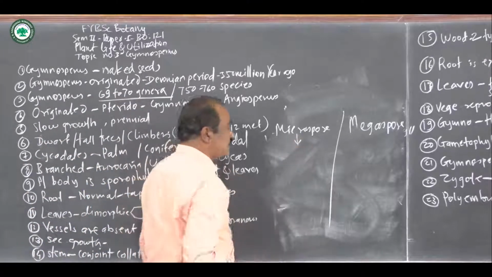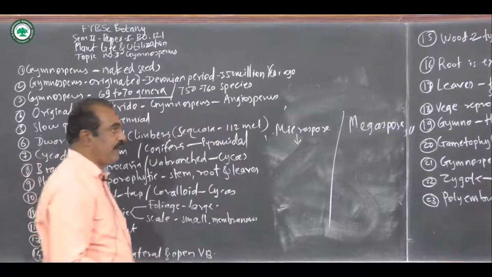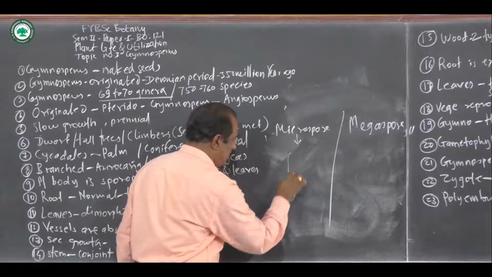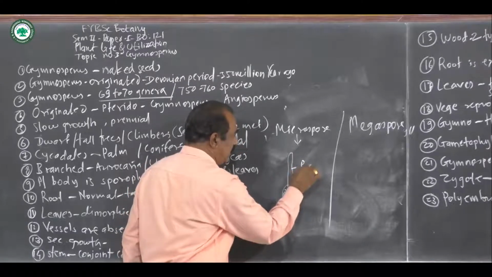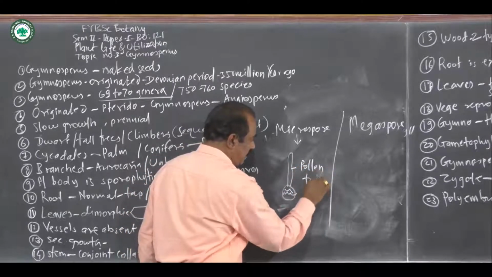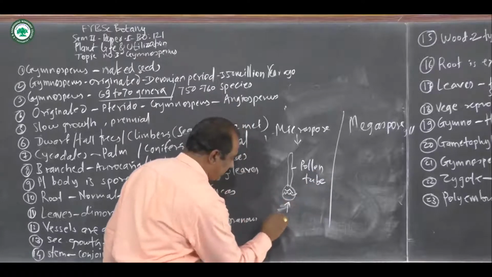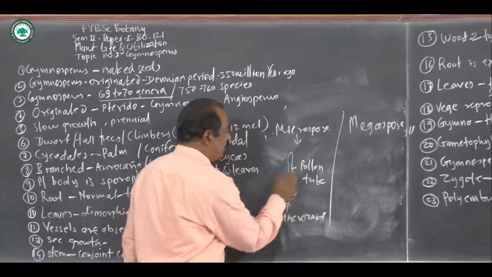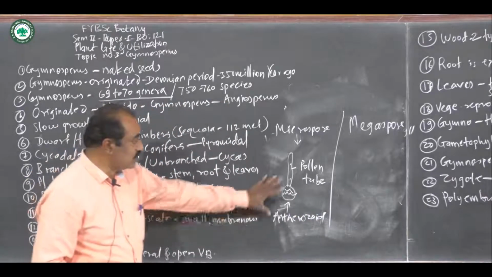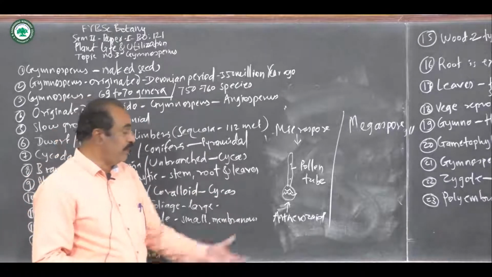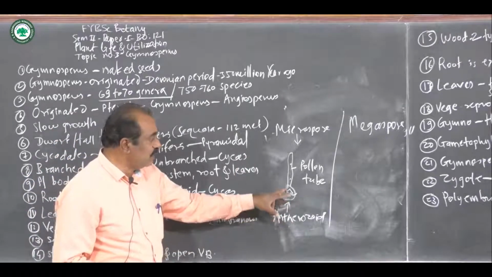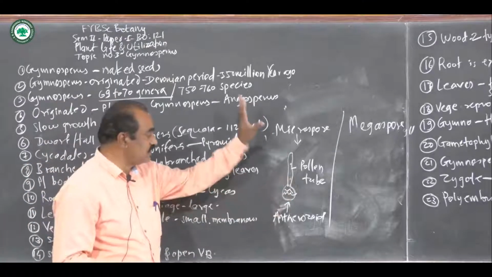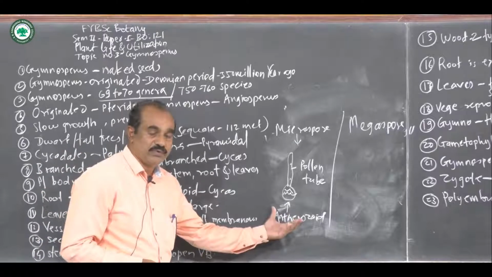So the microspore germinates into the male gametophyte, and the structure of the male gametophyte is like this. This is the pollen tube, and this is the antherozoid. In the pollen tube there are nuclei. So this structure is called the male gametophyte. After germination, a pollen tube is formed. So this complete structure is called the male reproductive structure.